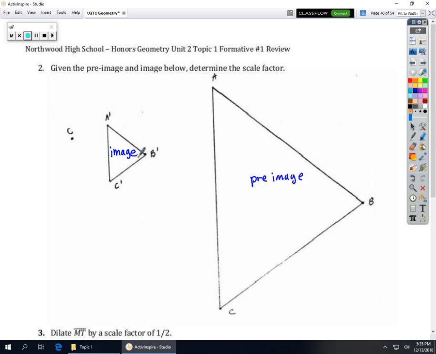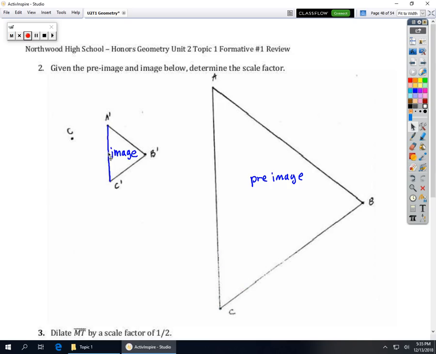What you want to know here is how much bigger, or in this case, how much smaller is the image compared to the pre-image. So what you would do is pick a side of the image, pick a side of the smaller one. And what you're going to do is see how many of these smaller ones will fit here. So I have 1, 2, 3, and 4. So it's about 4.